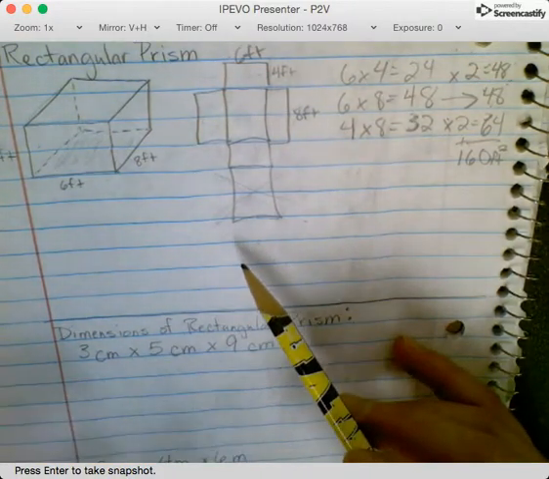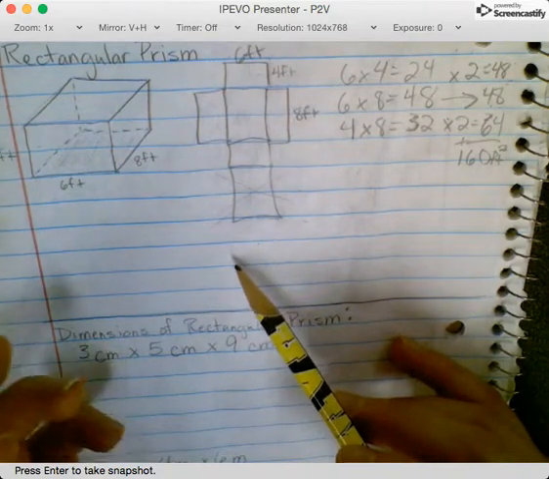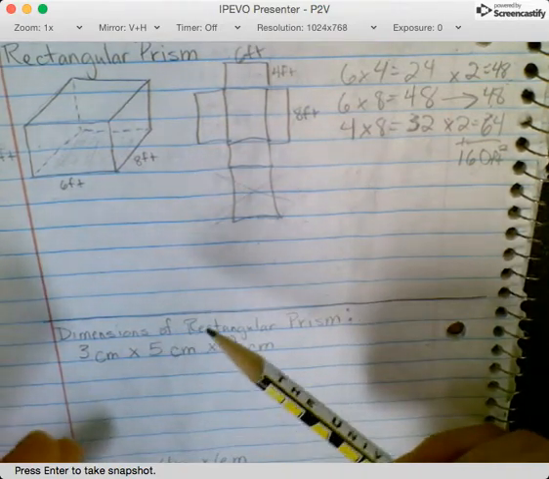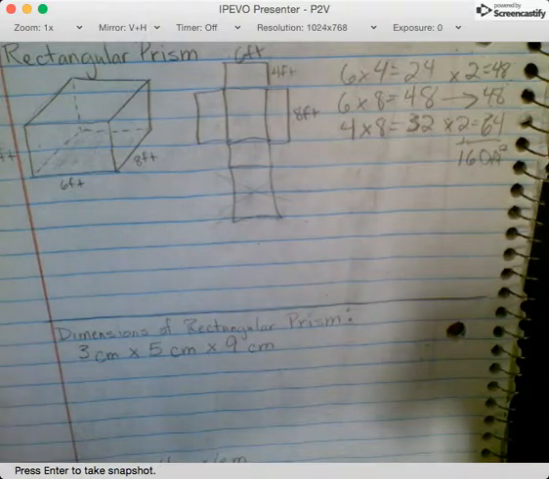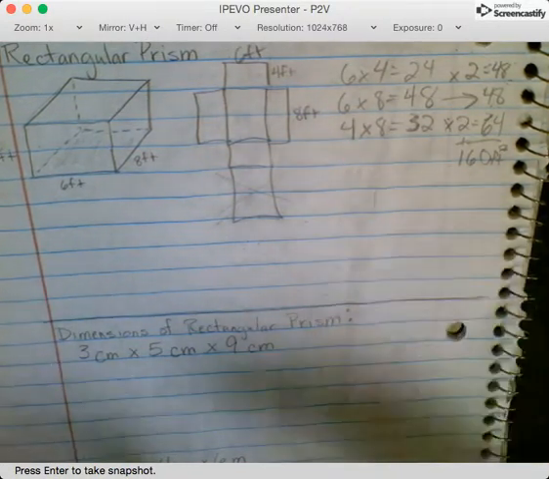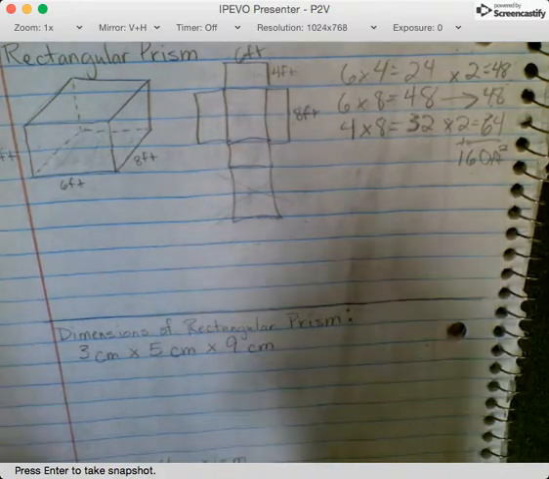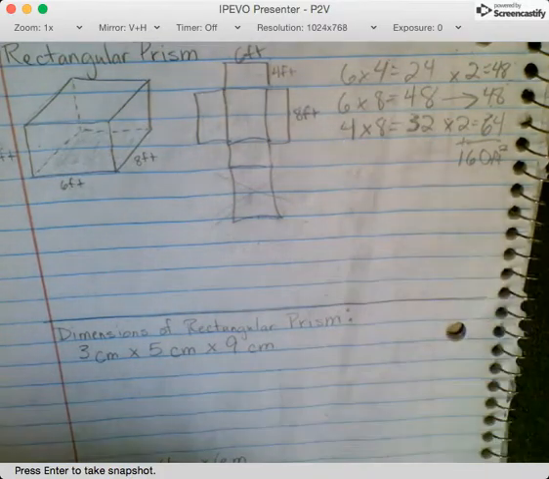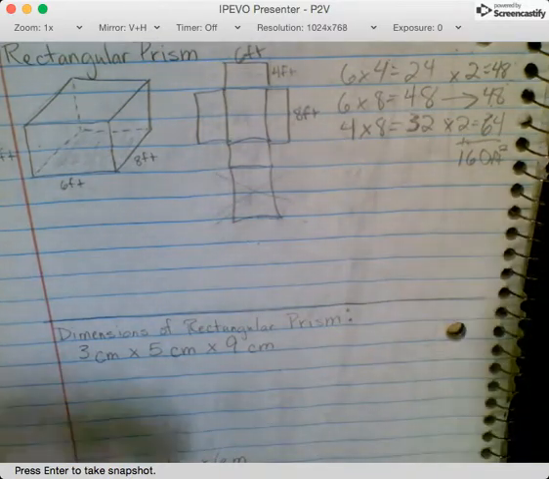Some of you may be able to take this step, and some of you may have to draw a picture. If you need to continue to draw a picture, that's fine. For those of you that are ready to take this a step further, I'll try to show you or help you out with that.